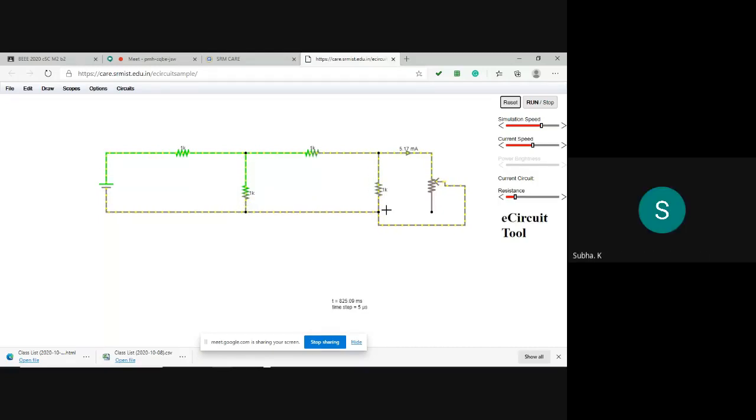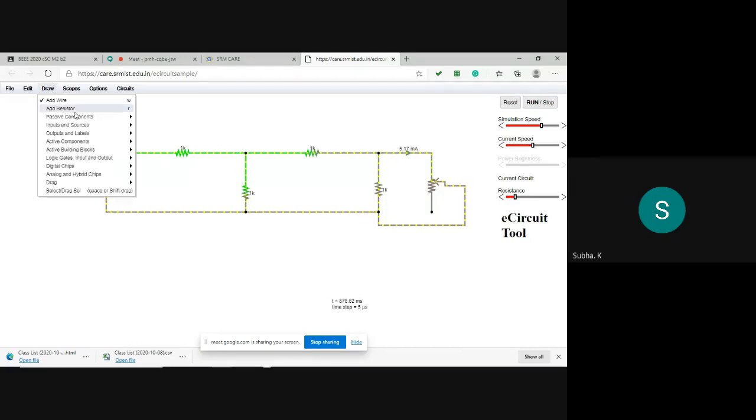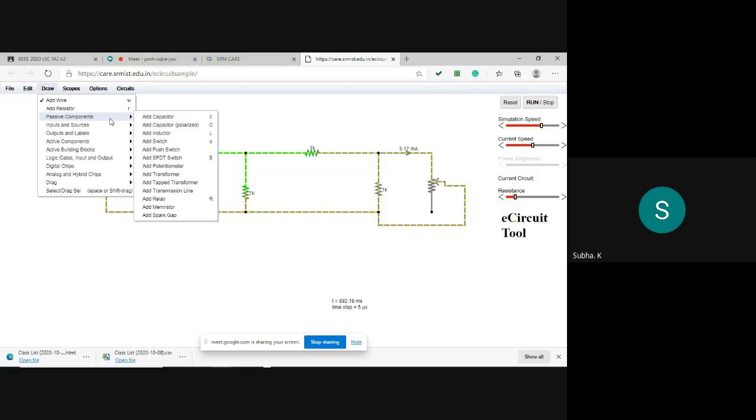Madam, where will the potentiometer be drawn? In draw, in passive components, add potentiometer. Okay, ma'am. All right. See, in the next circuit you have to find out the open circuit voltage. So how will you do that?